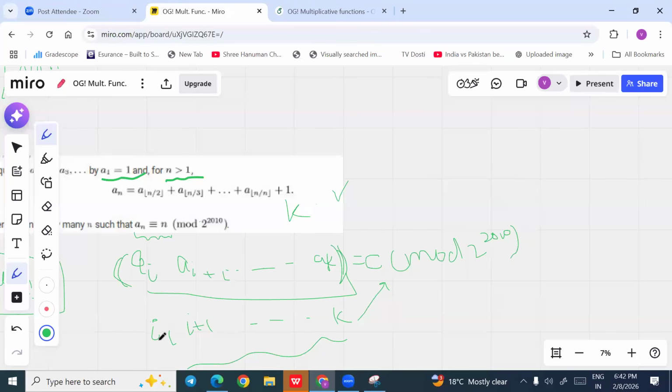So the idea is that since i+1 to k is more than 2 to the 2010, some of these must be C mod 2 to the 2010, right? This apparently just covers all the residue classes eventually. Okay, so one of these is C. Let's say that value is J. Then a_J is also C mod 2 to the 2010, and J is also C mod 2 to the 2010. So you indeed have that a_J is equal to J mod 2 to the 2010, which is what you want.